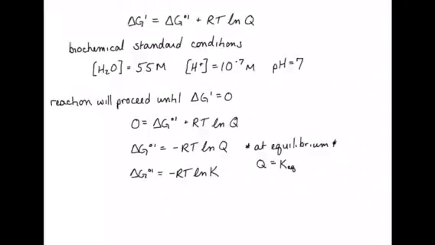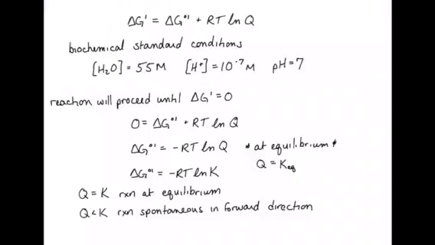If Q and K are equal, the reaction is at equilibrium. If Q is less than K, we can expect that the reaction will be spontaneous in the forward direction. Conversely, if Q is greater than K, we can expect that the reaction will be spontaneous in the reverse direction.